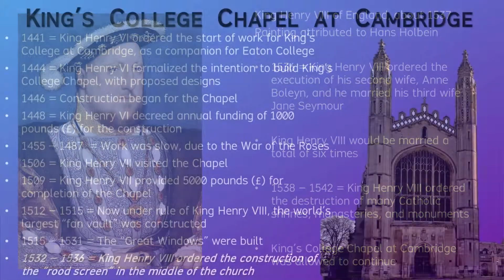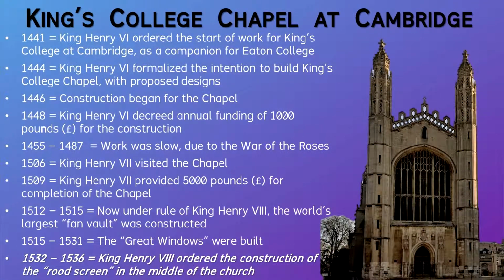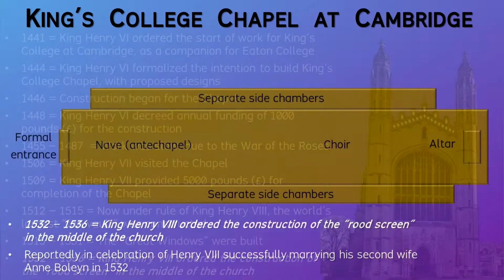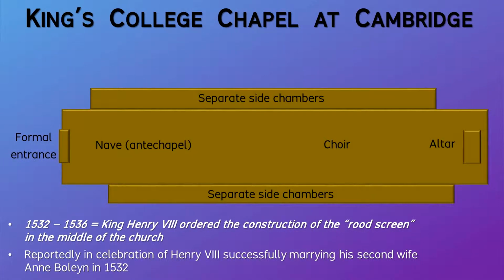In the year 1532, reportedly in celebration of his marriage to Anne Boleyn, Henry VIII started the construction of a new feature inside King's College Chapel. This new feature is known as the rood screen, or sometimes the choir screen, situated between the nave and the choir portions of the chapel. This project was completed in 1536, coincidentally during the same year when Henry VIII ordered the execution of Anne Boleyn.